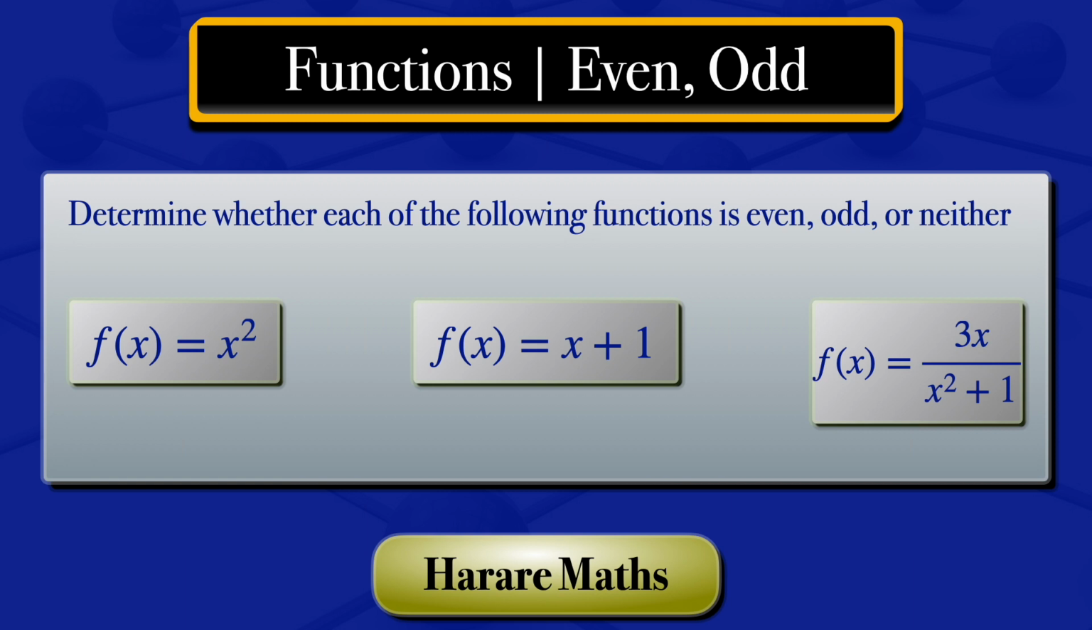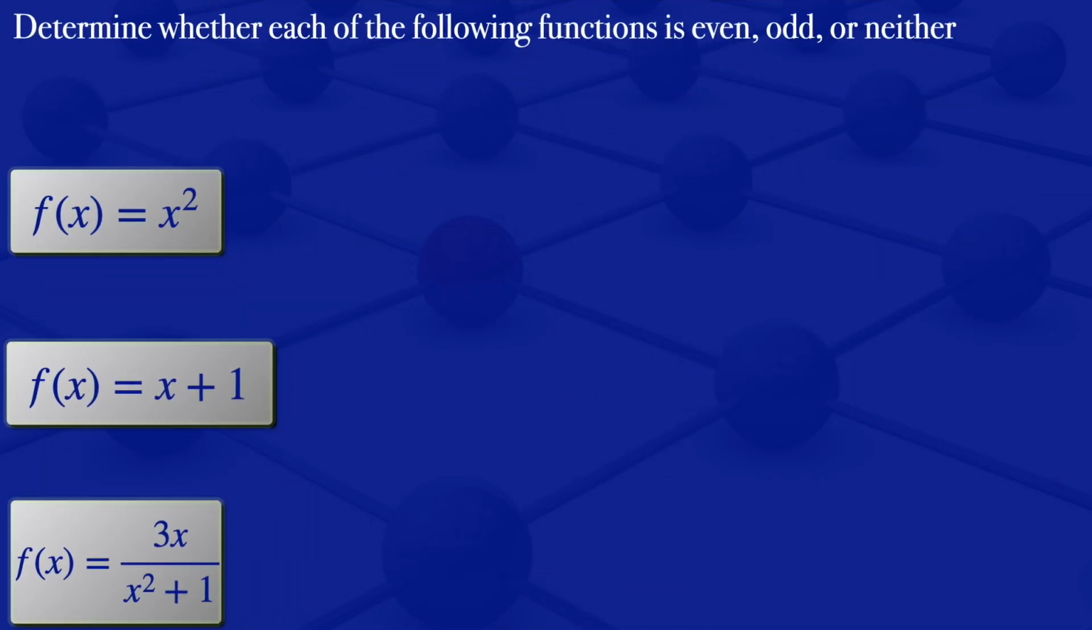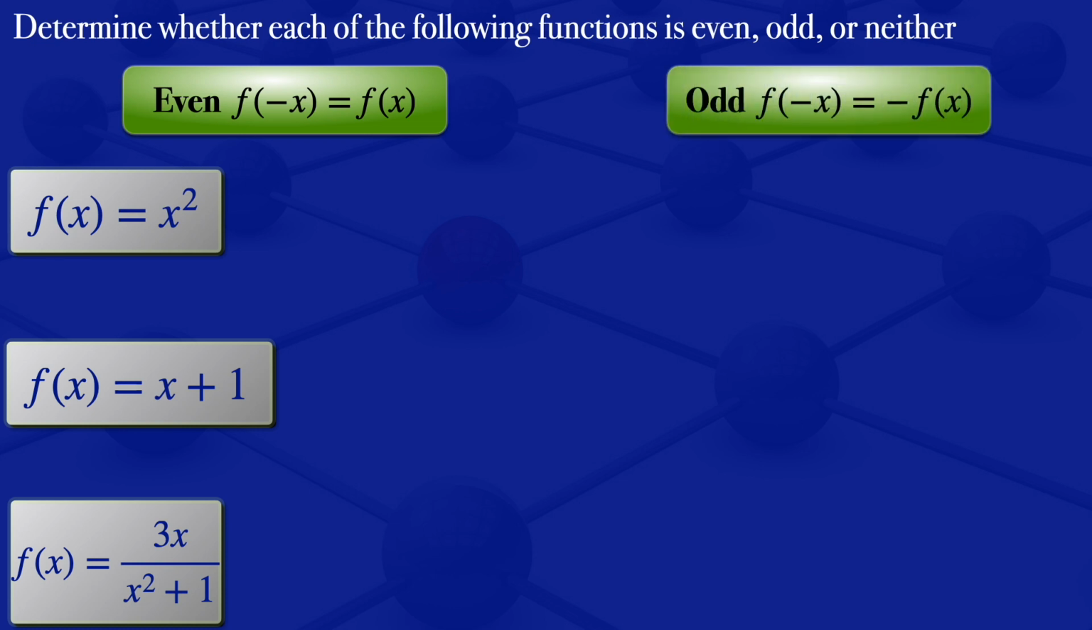In this video, I'm going to determine whether each of the given functions here are even or odd. When you are given any function f of x, it is even if f of minus x is equal to f of x for all x in the domain of f, and it is odd if f of minus x is equal to minus f of x for all x in the domain of f.